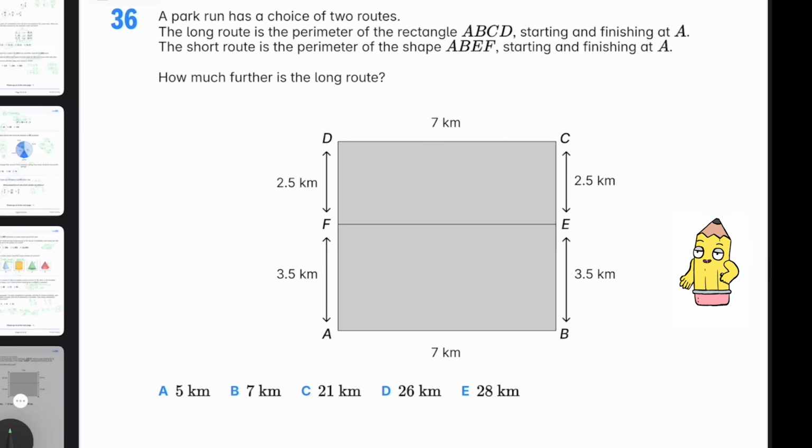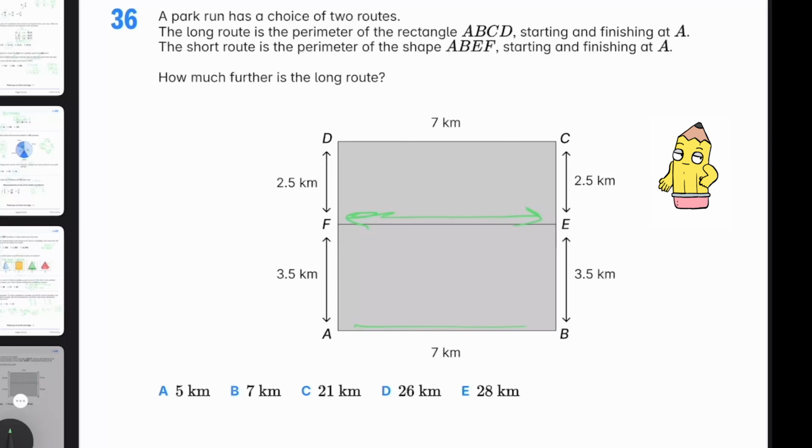Question 36. A park has a choice of 2 routes. The long route is the perimeter of the rectangle, starting and finishing at A, and the short route is the perimeter of this shape, starting and finishing at A. So how much further is the long route? The distance from E to F is the same as the distance from A to B. So that is 7 kilometers. And likewise from D to C.